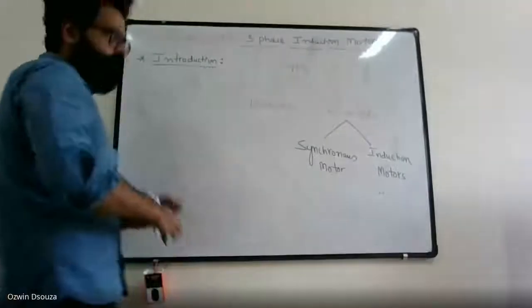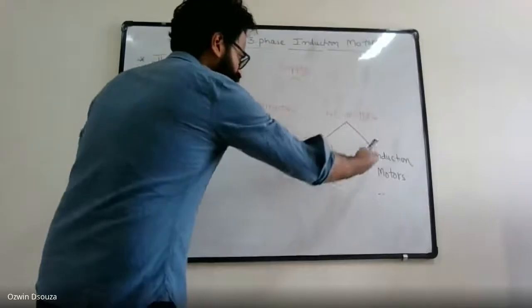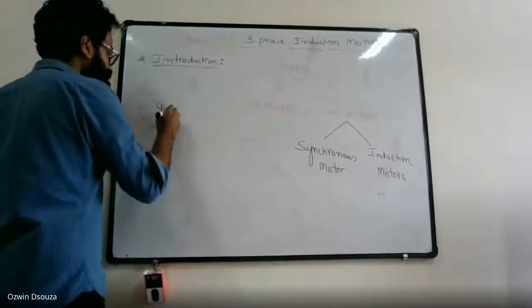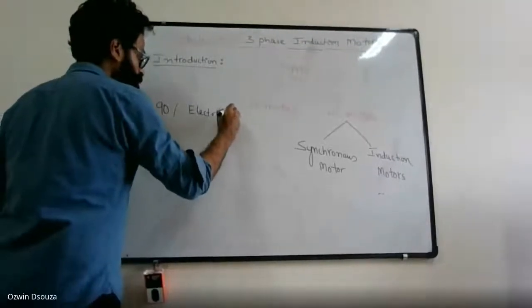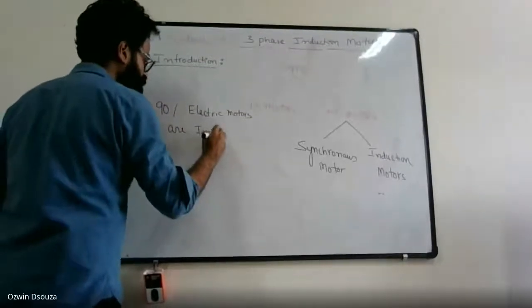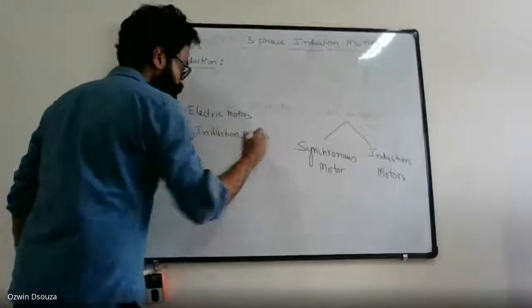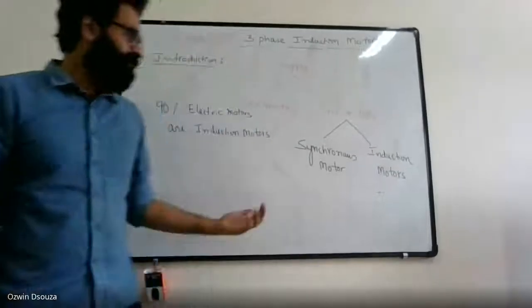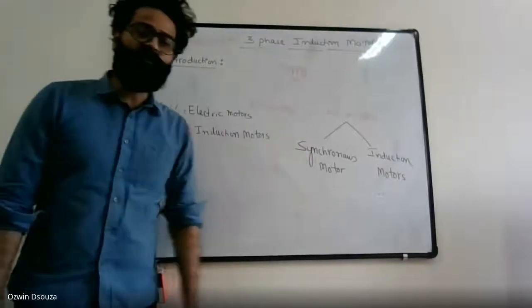Now, you have different types of motors, as discussed: DC and AC, and in AC, you have synchronous motors and induction motors. Out of all these motors, 90% of electric motors are induction motors. That means 90% are induction motors. The remaining 10% could be DC motors or synchronous motors.